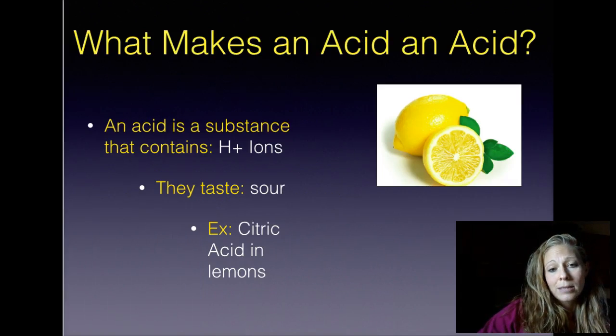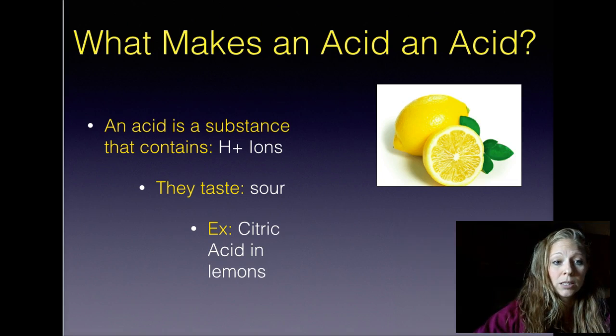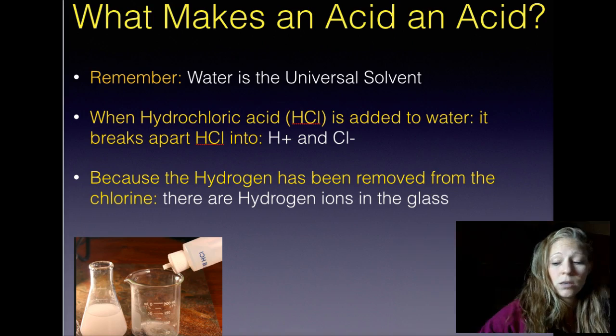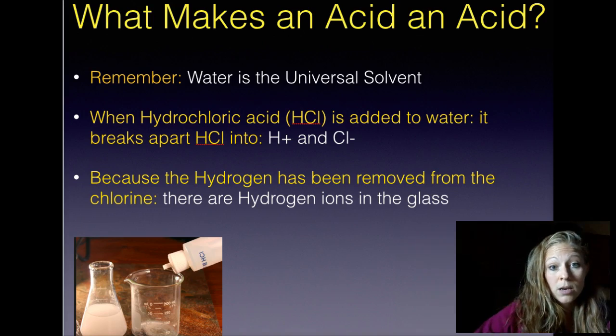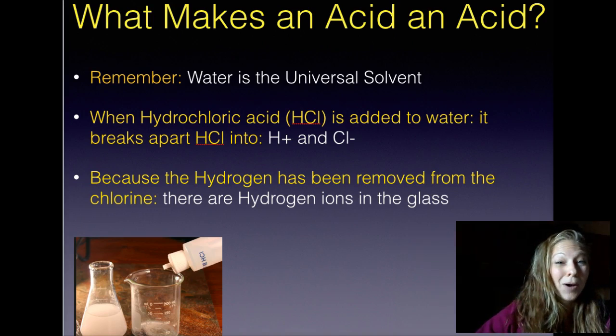What makes an acid an acid? Well, we said it's the hydrogen ions. And an acid is a substance that is sour. An example of this would be citric acid, which is what makes lemons and limes sour. If we look at this on a molecular level, we will see that water, once again, plays a very important role in making acids and bases. Because it's a polar molecule, remember it has that positive side and that negative side, so it can dissolve substances and break them down to their most basic parts.